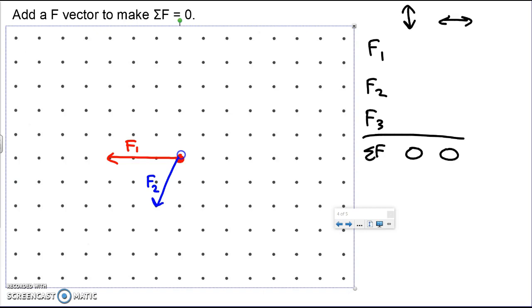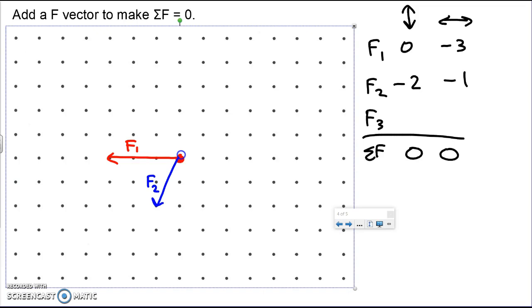Okay, so let's quickly do a little bit of math here, and then we can also think about this graphically as well using the tip to tail idea. So force 1 doesn't have any up and down, and it's -3 for its left and right. Force 2 does have some up and down. It's -2 for up and down, and its left and right is -1.